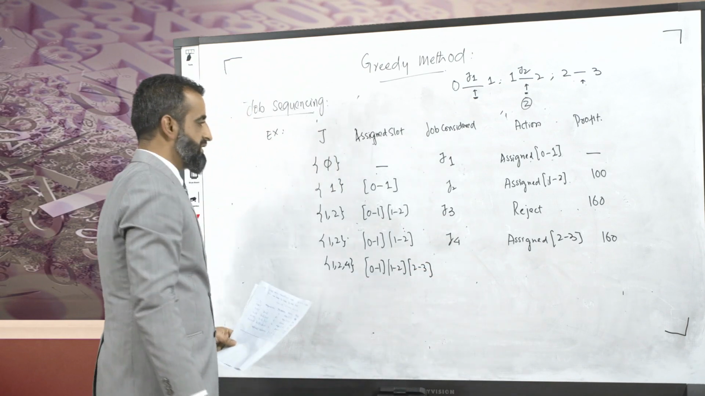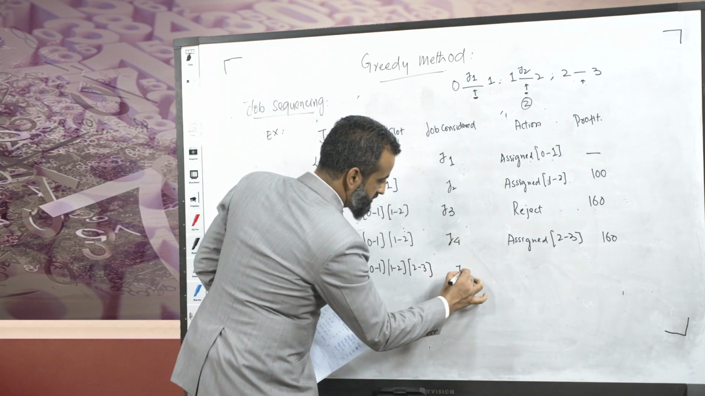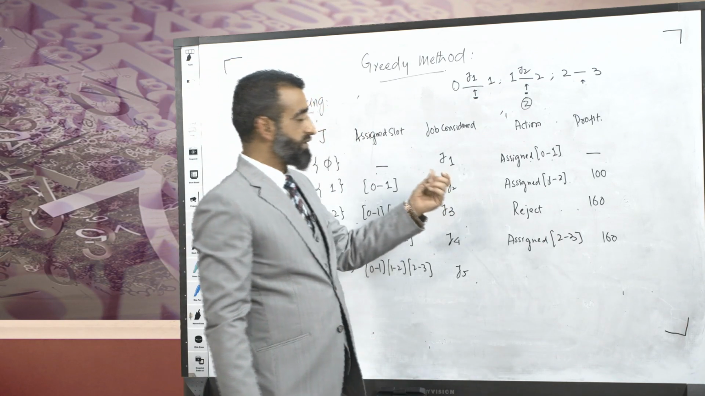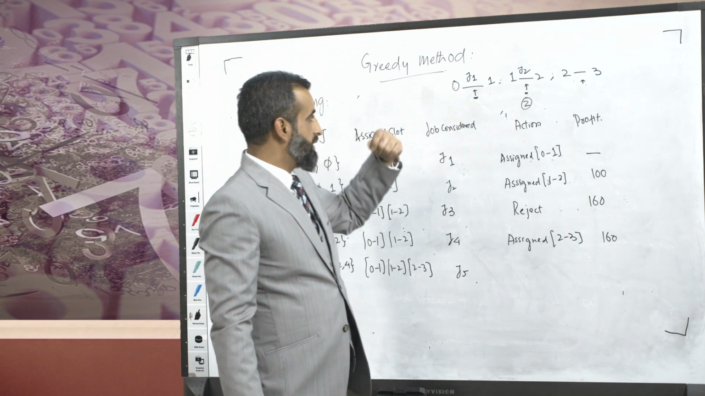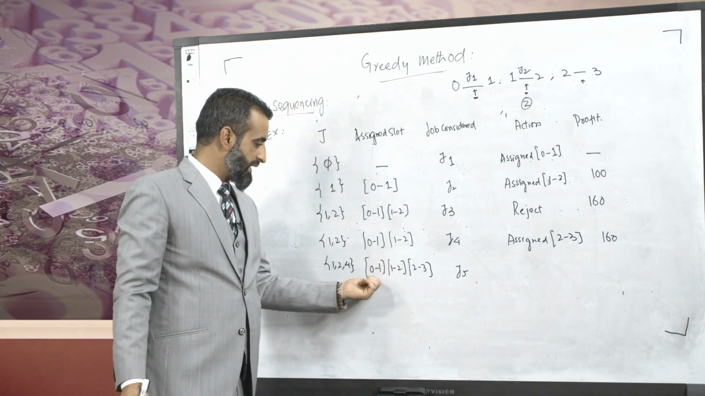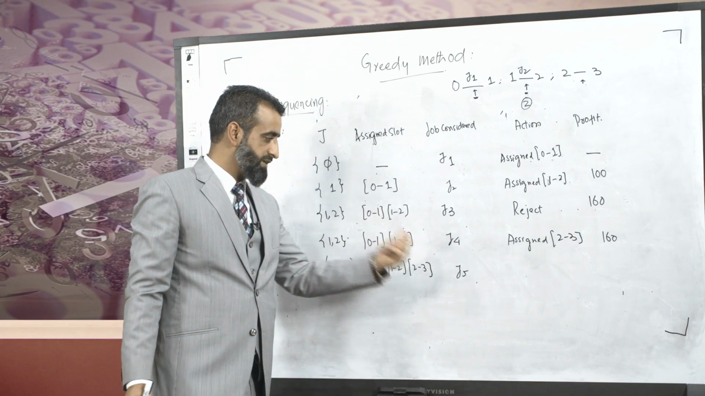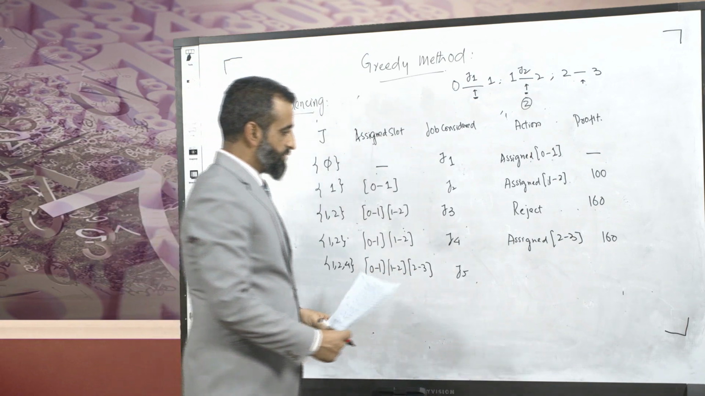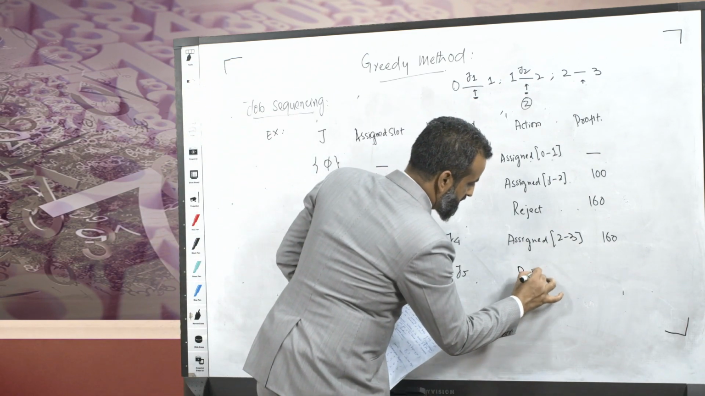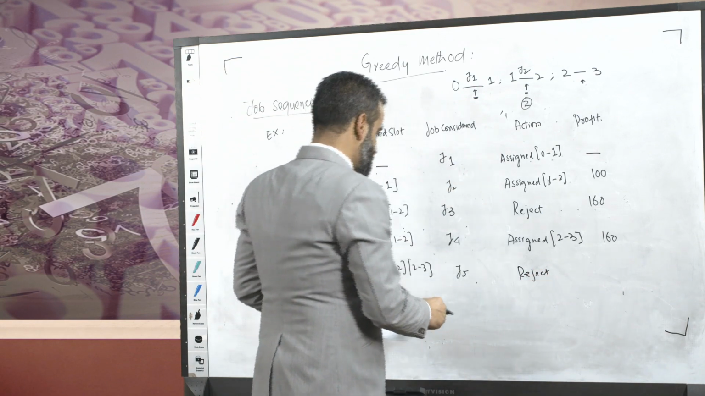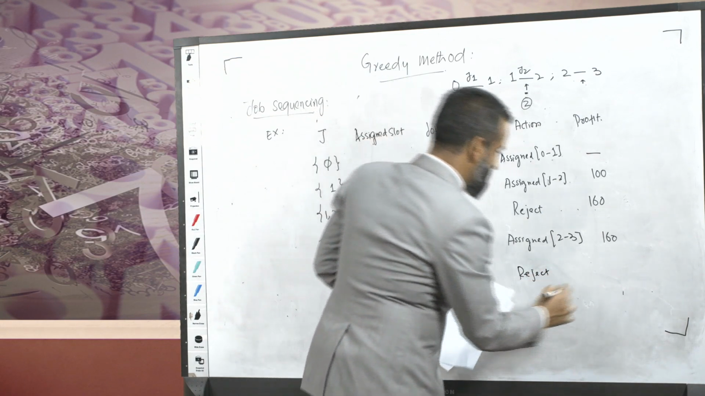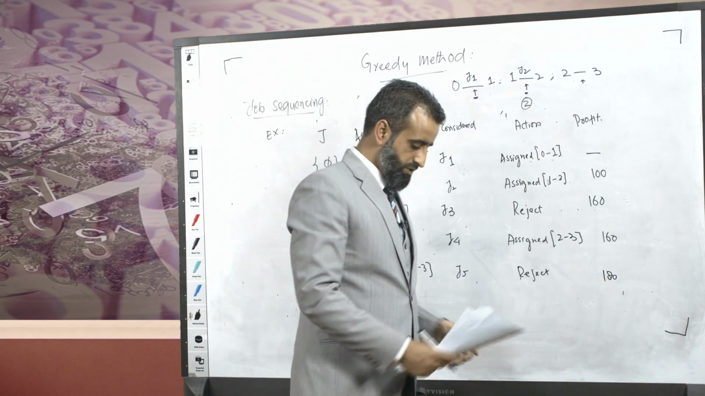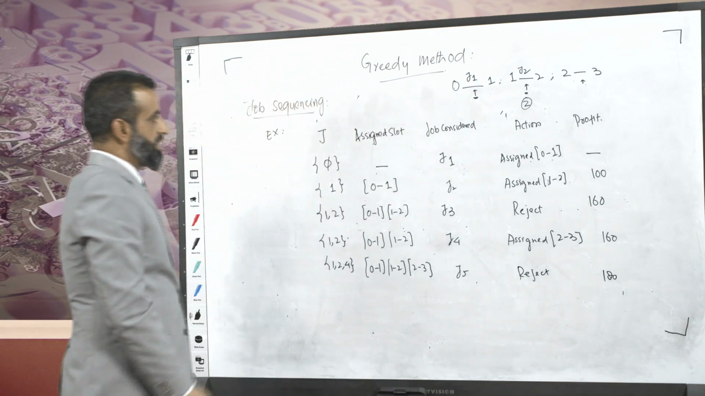All 3 slots have been occupied, and the job I am considering is the last job, J5. The deadline associated with J5 is 1, but slot 1 has been occupied, slot 1 to 2 has been occupied, and slot 2 to 3 has been occupied. Either way, the other two don't matter because the deadline is 1 but this one is already occupied, so I will just reject J5. The total profit earned is 180, given that J4 fetched me a profit of 20.